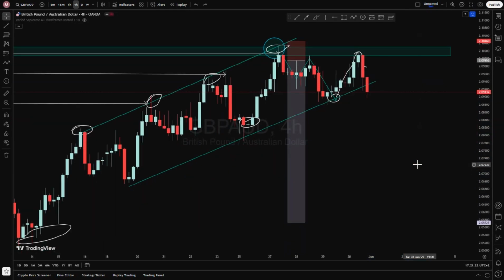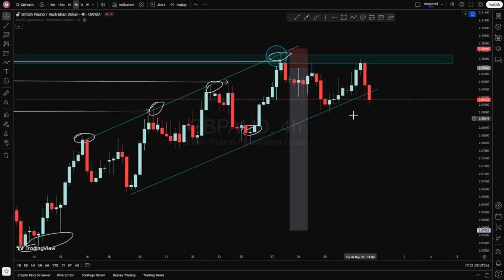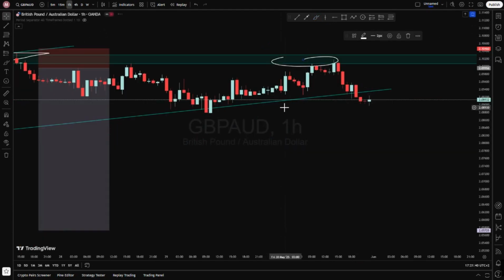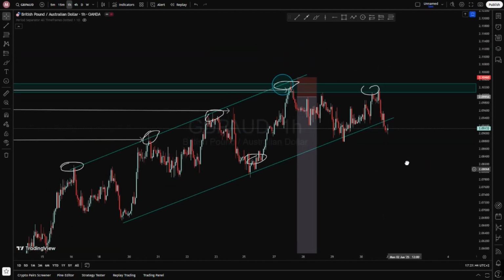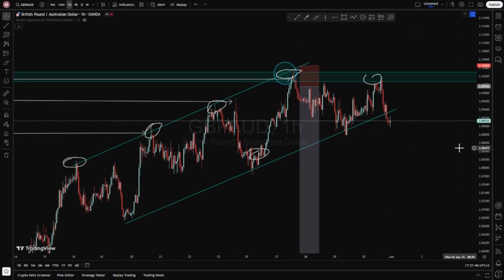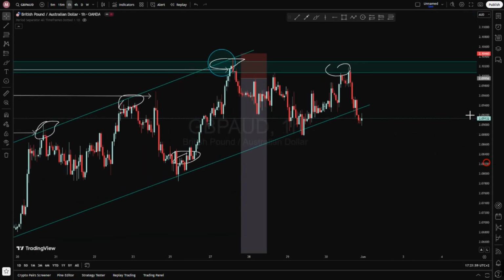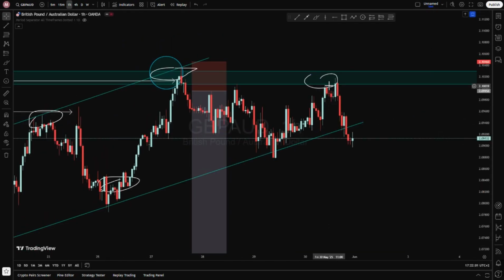So let me remove this. All right, so now we see that price has once again rejected here, right? So let's scale down to the 1 hour time frame. So now we are on the 1 hour time frame. Remember, from the higher time frame, our bias is bearish, right? It means we are looking for selling opportunities, right? So now price is here.